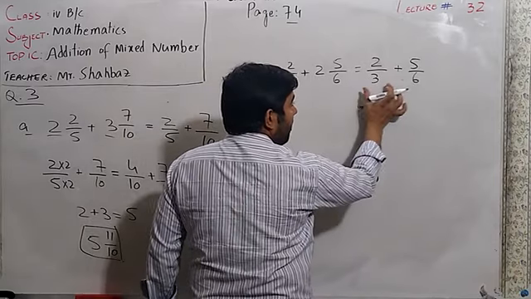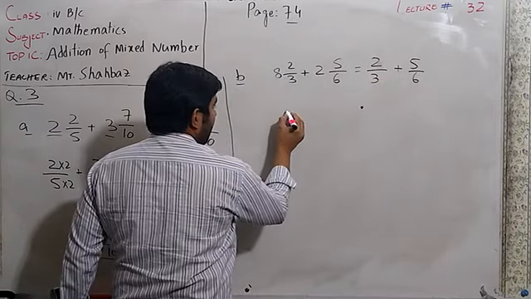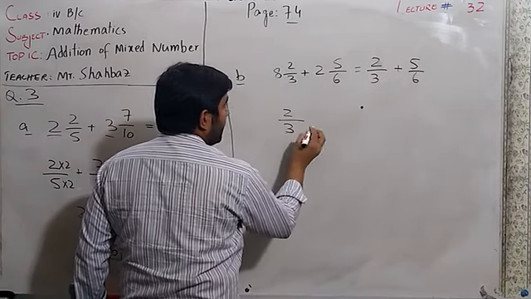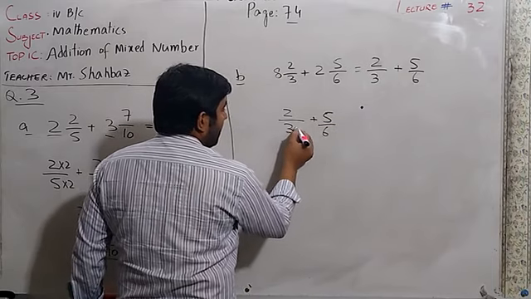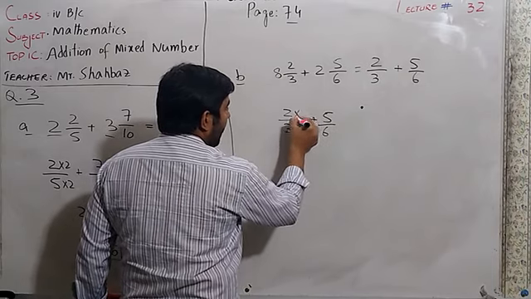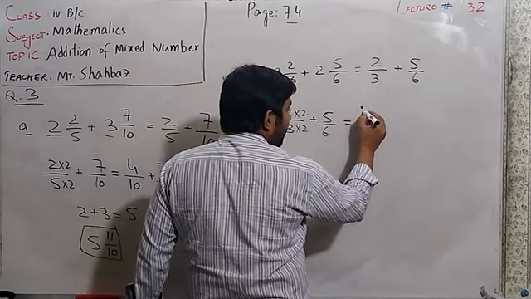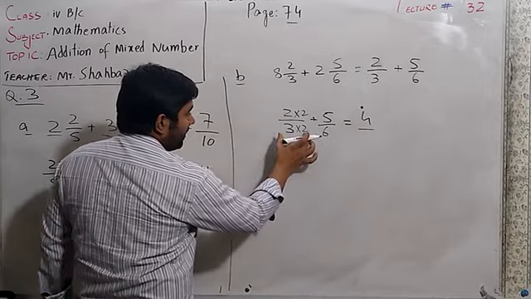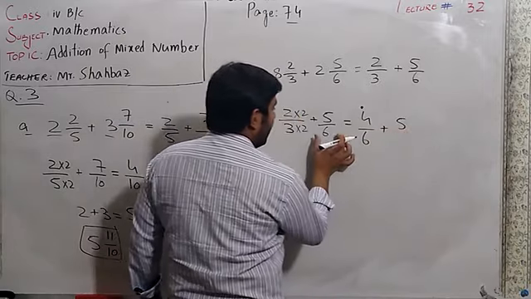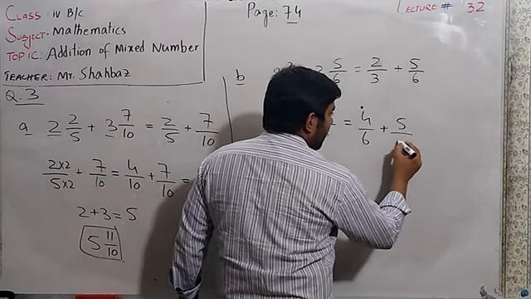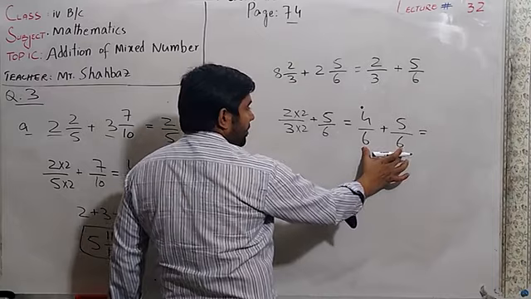This is 6, and we will have to make this one same. 3 multiplied by 2 will be 6. So 2 by 3 plus 5 over 6. 3 multiplied by 2, and this also 2. 2 multiplied by 2 will be 4, and 3 multiplied by 2 will be 6, plus this as it is. Now we can add easily. This is 6, this is also 6.